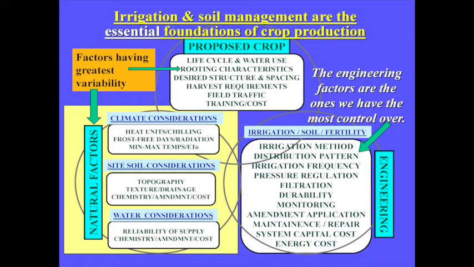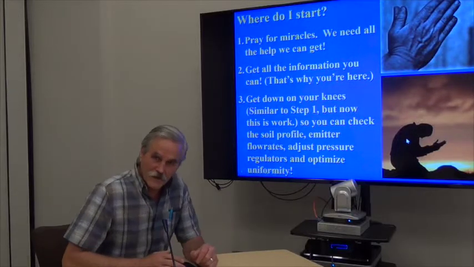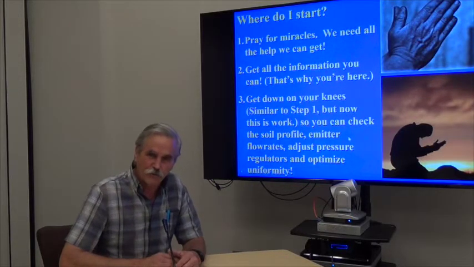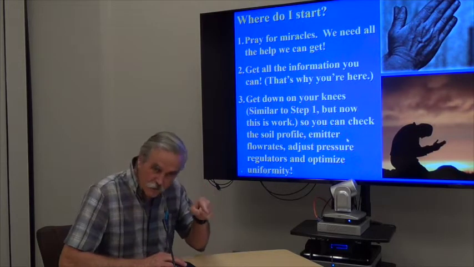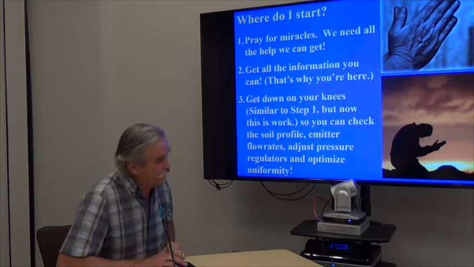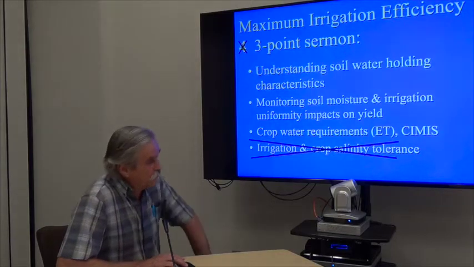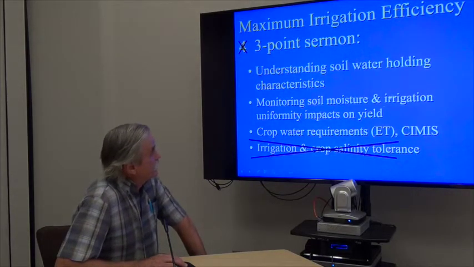Monitoring these engineering factors, changing them, and seeing how that affects some of these natural factors like soil water holding capacity. So where do you start? Hands and knees. A little prayer doesn't hurt, but you're going to have to get down to check your pressure regulators and your drip flow in the orchard. We're going to try and do this in a 3-point sermon.